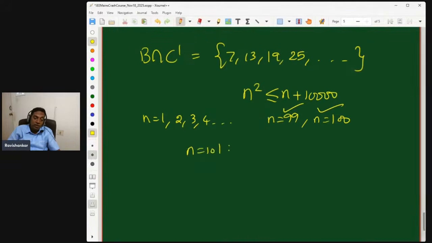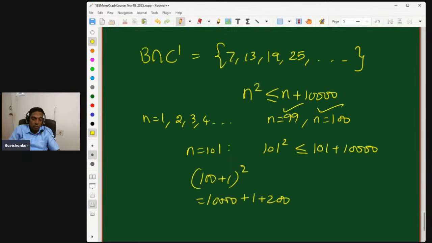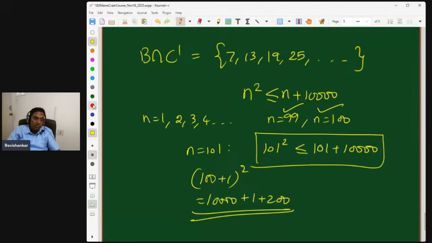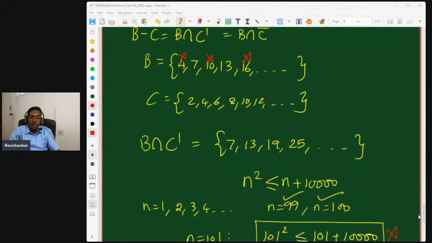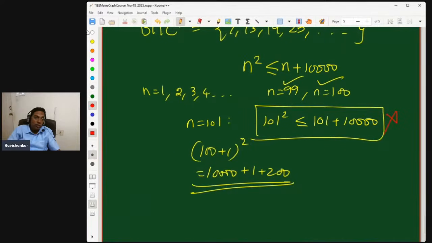So let's check for 101. Is 101 square less than or equal to 101 plus 10,000? So this is easy to check. 101 square is 100 plus 1 the whole square, which is 10,000 plus 1 plus 200. So clearly this is wrong. So for 101 itself, it doesn't apply, which means 102, 103, etc. are not going to apply. So A is simply the set 1 to 100.